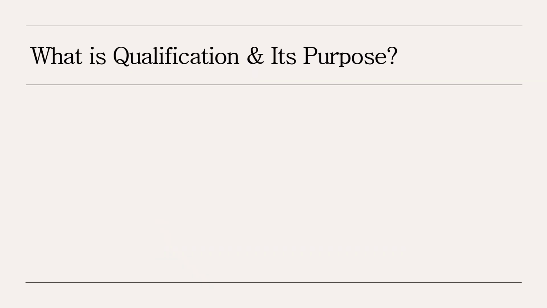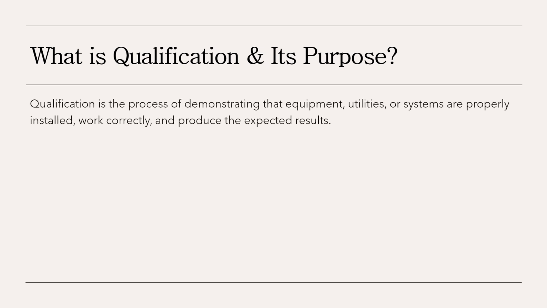So now first we will discuss what is qualification and its purpose. Qualification is the process of demonstrating that equipment, utilities or systems are properly installed, work correctly and produce the expected results. Basically, qualification provides scientific assurance that the system performs reliably within the defined limits as required by the FDA 21 CFR Part 211 and EU GMP Annex 15, right? So qualification confirms the fitness for intended use and compliance with GMP standards.